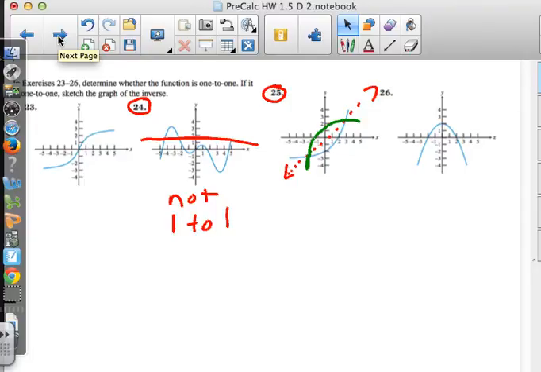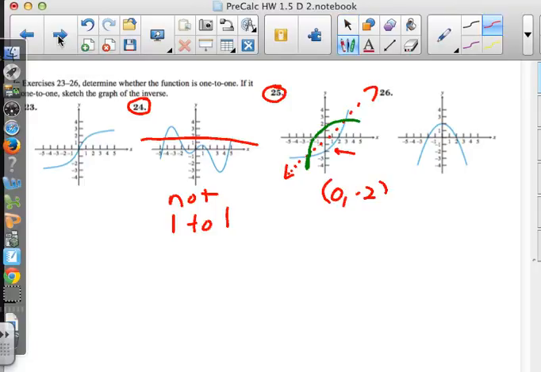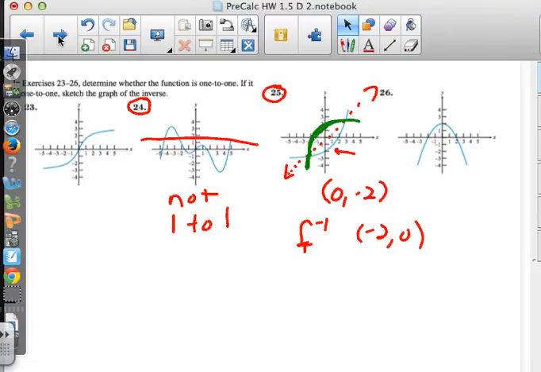You could certainly do something like say, all right, well, this point originally was at 0, negative 2, so the inverse of the function would have that at negative 2, 0. And yeah, you see I was a little bit off there, could have gone out a little bit more. But either way, however you want to do it, you can get those points.